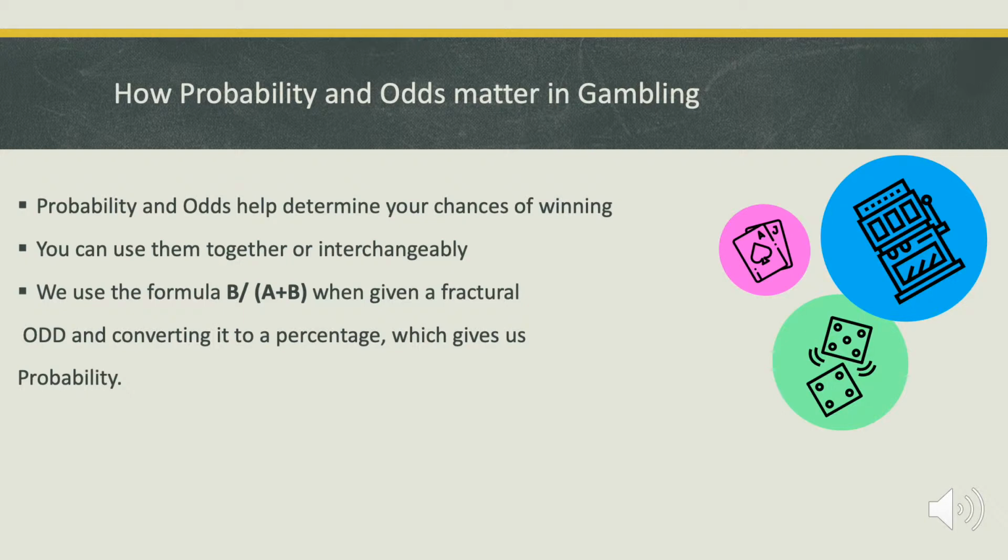25% probability. You can use probability and odds separately to determine your chances of winning by using the favorable outcomes over total outcomes, or favorable outcomes versus non-favorable outcomes to determine your winnings.